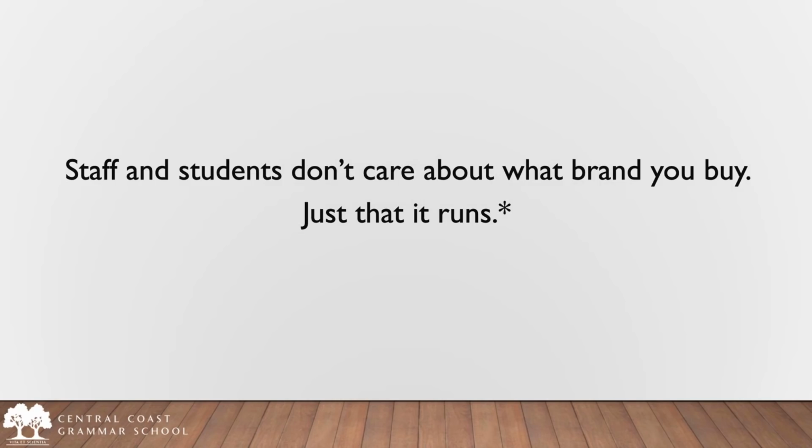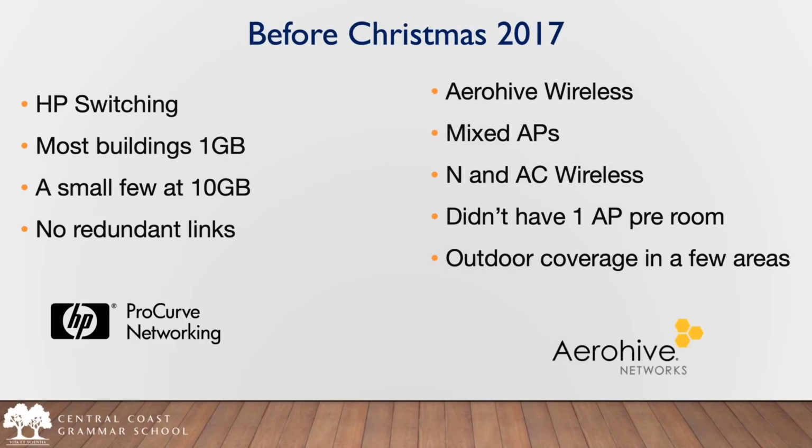So back before Christmas of last year, I was running a network of HP switching, mostly 1 gig, a few 10 gig links, nothing redundant, on HP ProCurve. And I had AeroHive wireless with mixed APs. By that I mean mixed models. I had N and AC wireless. I didn't have 1 AP per room. And we had a few outdoor APs put out, but none of them were actually turned on or working for some reason.